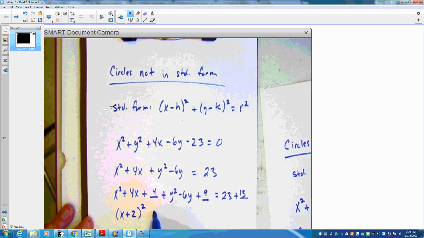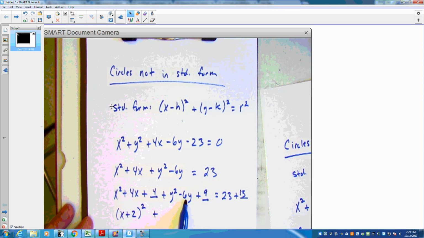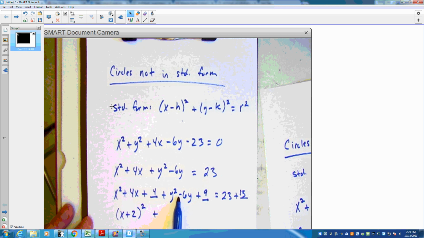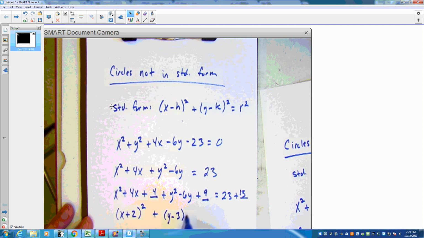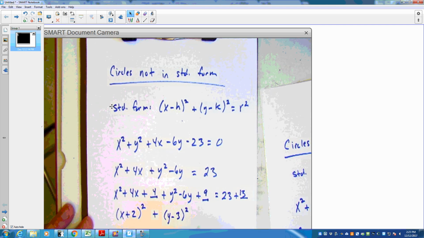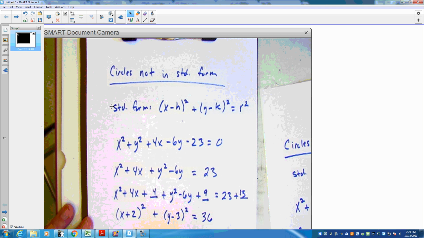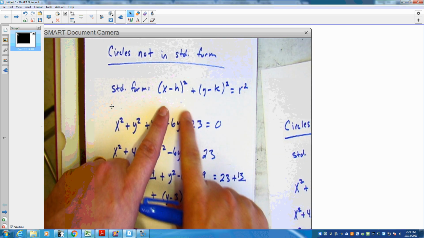Okay? All right, this one. Factors of 9 that add to give me 6 would be 3 and 3. Signs are the same and both negative. So y minus 3 times y minus 3, or y minus 3 quantity squared. Okay? And then over here, 23 and 13 is 36. Okay. All right. Now, that's in standard form, isn't it?